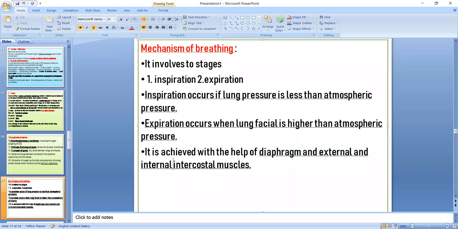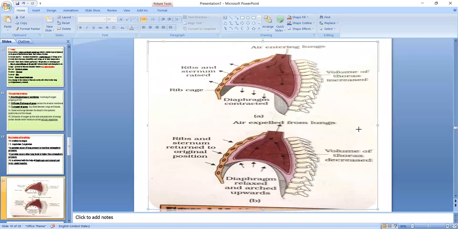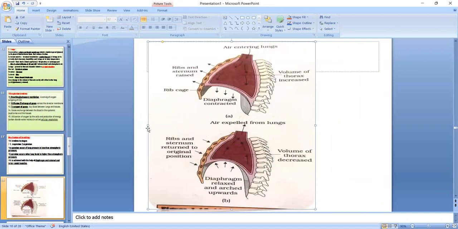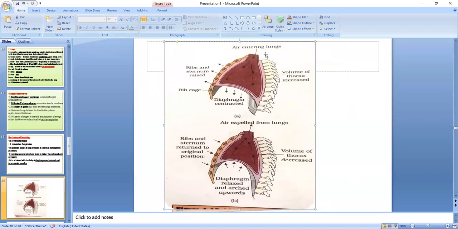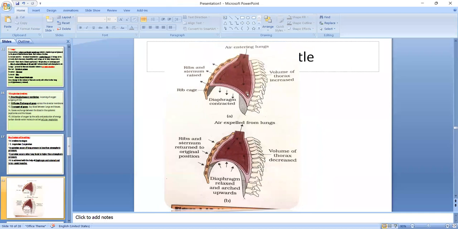So particularly remember the external intercostal muscles, right? So diaphragm and external intercostal muscles. Okay, so these are the steps in the breathing, right? So this is how the breathing takes place. See here, what happens overall is that the lung size is being expanded. Due to the expansion of the lungs, a low pressure area is formed in the inner area, so air is entering into the lung.